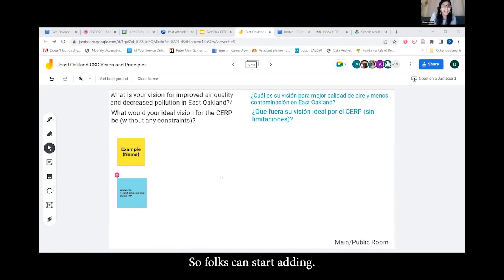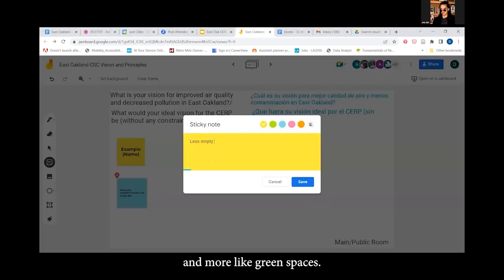So folks can start adding. As we begin, community members, if you raise your hand, we'll also be adding your comments into the chat and into the Jamboard as well. But I see we have Kalila and Marina and Jerry. Susan, you can also let us know if you raise your hand, because I know you're also on that iPad. And we can start typing stuff up for you. I see Arlo, your hand is up. Less empty parking lots and more green spaces.